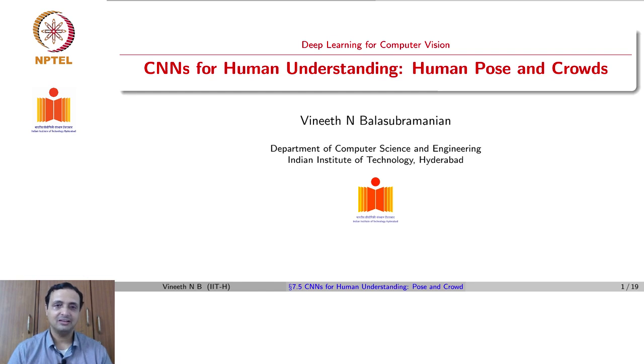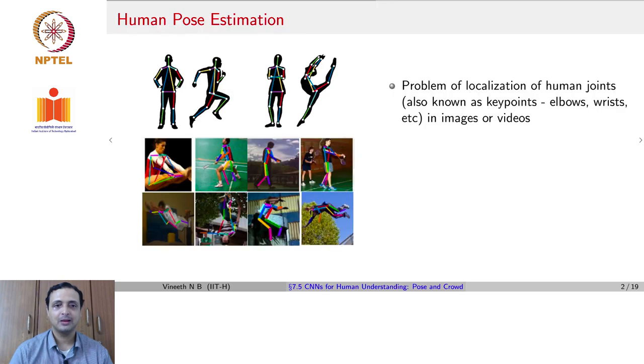Beyond face understanding, CNNs have been used for many other human understanding tasks: gesture recognition, emotion recognition, gait recognition, so on and so forth. But to give a flavor of different varieties of tasks, we will now look at two other tasks: human pose estimation and crowd counting using deep learning and CNNs.